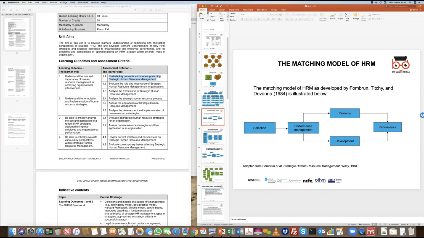This was proposed and developed by Fombrun, Tichy, and Devanna in the early 1980s. Here, they say that once the selection of the individual is done, that means you've been selected by the organization, the key role of human resources is to manage your performance by giving you rewards, developing you, and again managing performance.